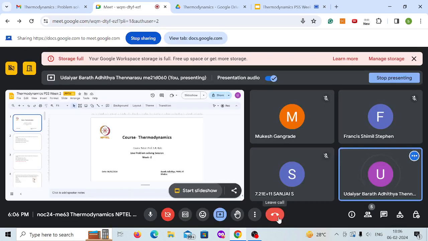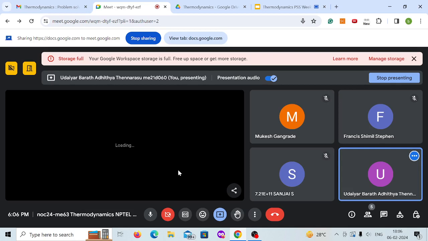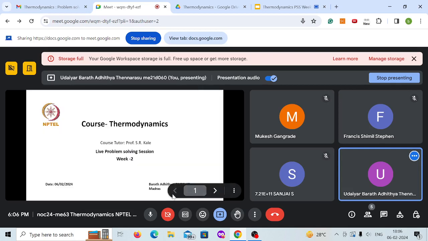So we'll start. Sorry for the delay. My laptop hanged, so I couldn't share the screen. So this week it's regarding the zeroth law and first law of thermodynamics.